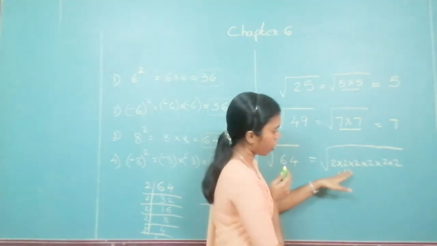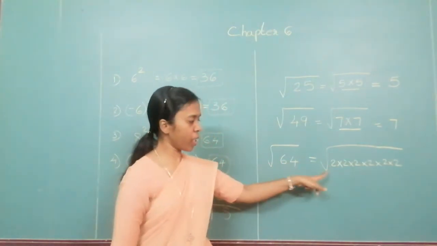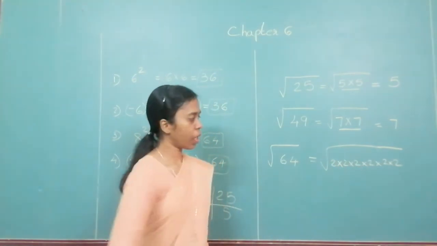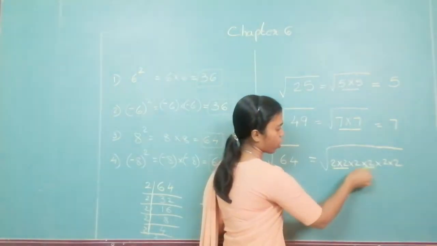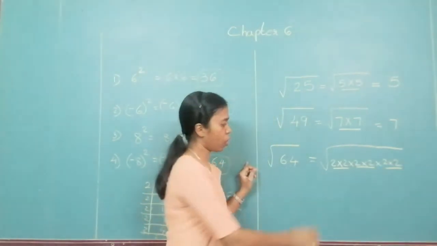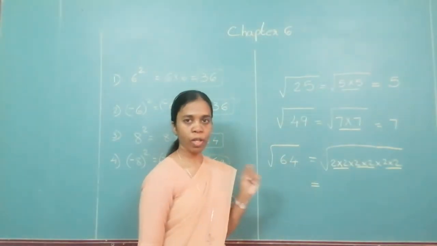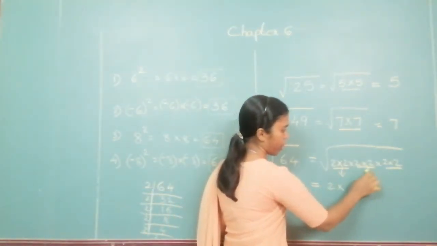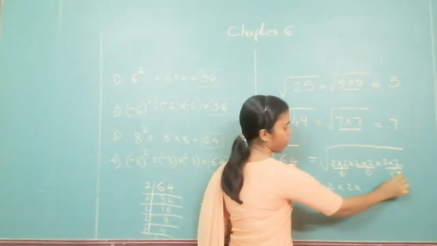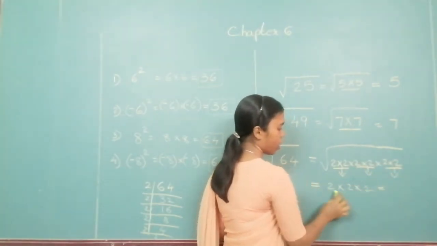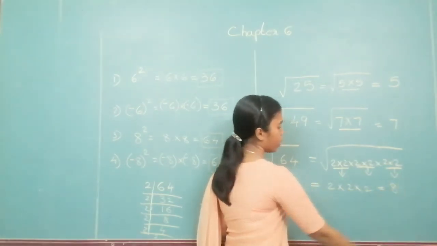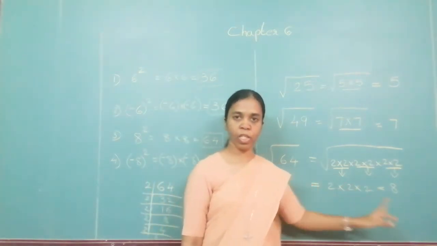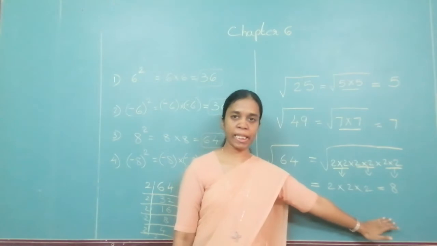I have written all the prime factors. It is again in the square root sign. I have just written the given number into its prime factors. Now I have to pair them. From each pair, 1 comes out, 1 more from this pair, 1 more from this pair. So what will be my answer? 2 2s are 4, 2 4s are 8. The square root of 64 is 8.